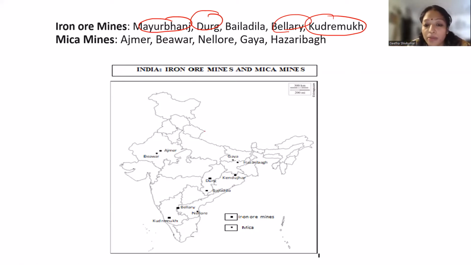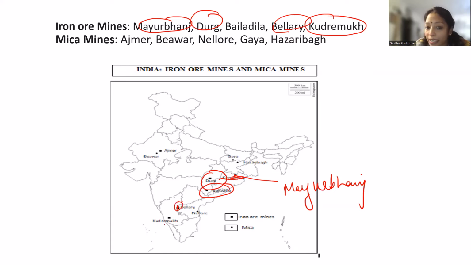So let's see where Mayurbhanj is. Mayurbhanj is here, at the edge of this area. Next is Durg, this is your Durg. Then Bailadila, it is just below Durg. Then Bellary, it's on the border of Karnataka and Andhra Pradesh. And then Kudremukh, which is in Karnataka.